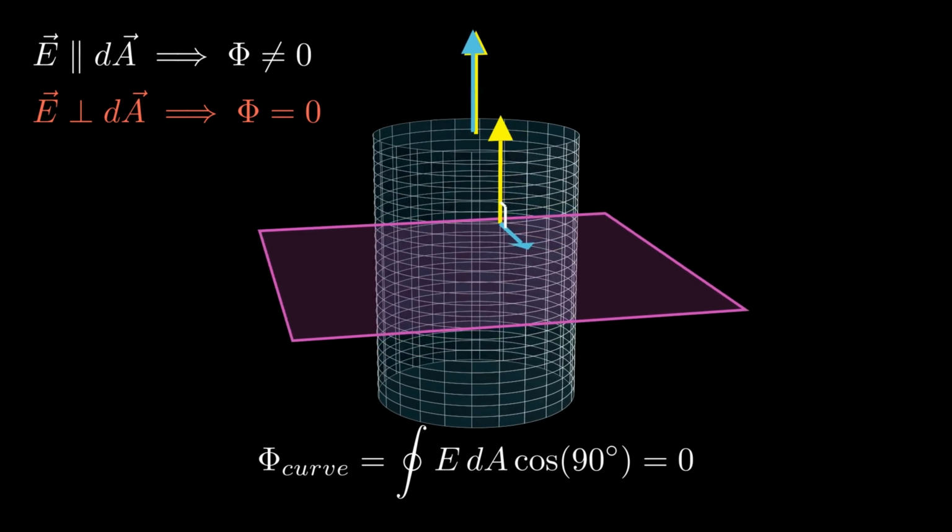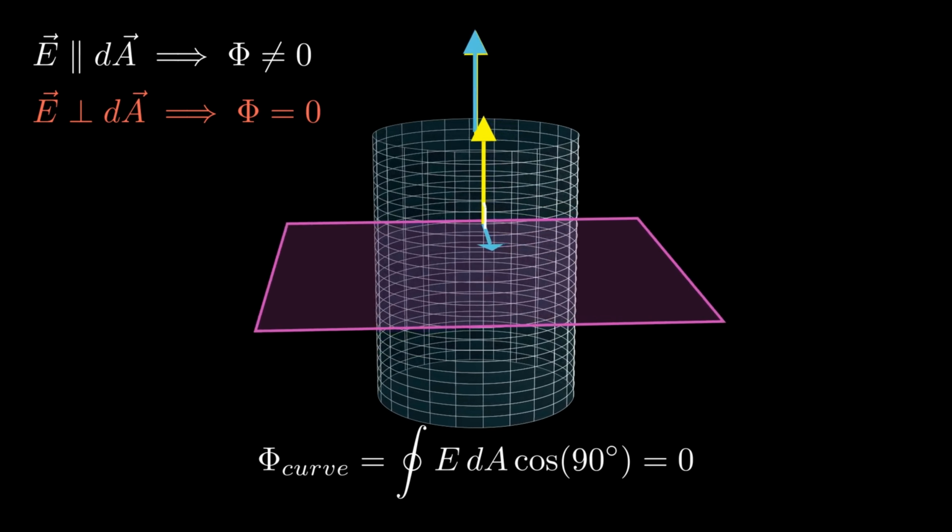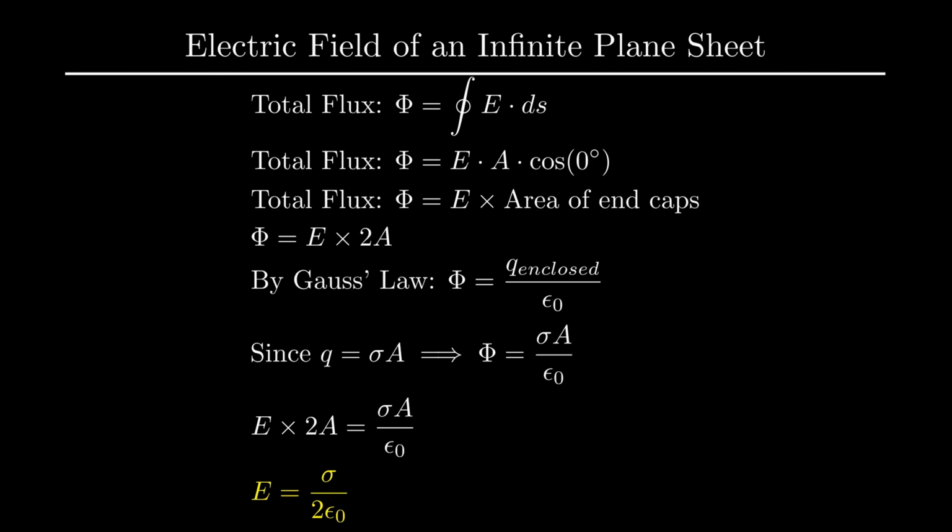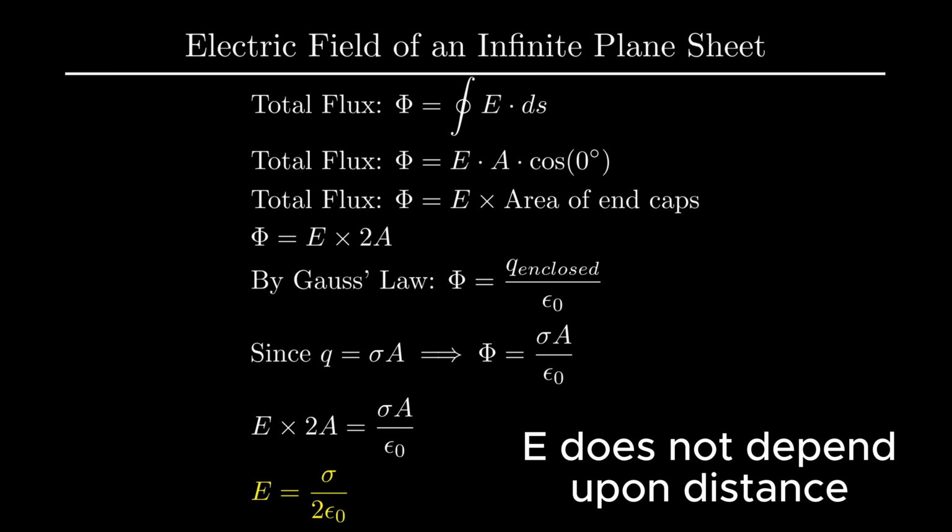Therefore, the net flux is only because of the two end caps, for which we already obtained the result. Looking at this result, it is clear that the electric field is uniform and does not depend upon the distance from the sheet.